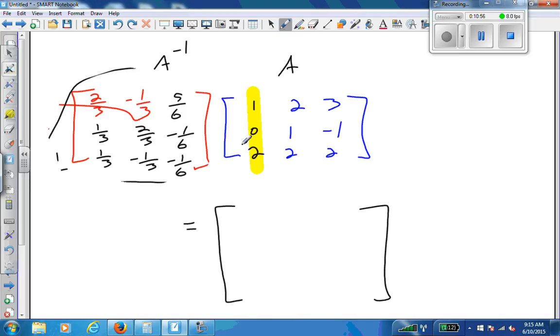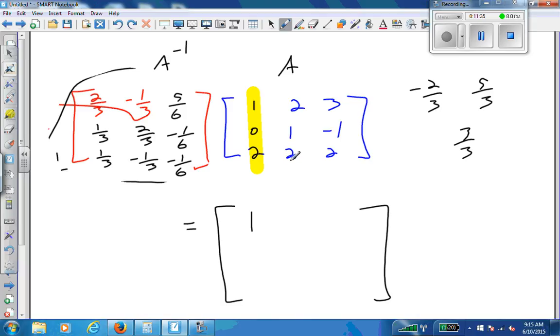So row times column, we get 2/3, 0, 5/3. Something's not right. So this row times column, that's 2/3. Negative 1/3 times 0 is 0. 5/6 times 2, that's 10/6, or 5/3. I have a sign off somewhere. That would be 3/3, which is 1.